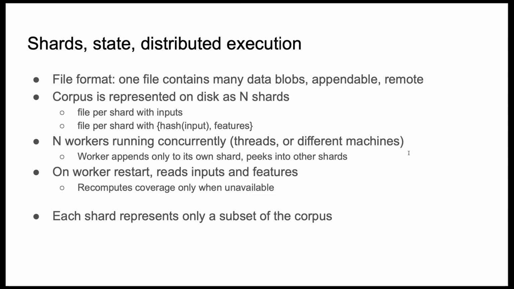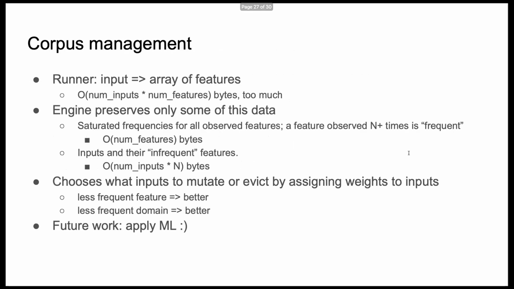And if a worker restarts, which in cloud environments happens all the time, like we're getting evicted, we're getting restarted, etc., it reads the state from the network disk and doesn't have to recompute anything that it knew before. And one important thing to notice here is that out of these n shards, none of the shards have the full corpus. It doesn't have the full knowledge. Every shard has a subset. I'll not mention guided mutation here. It's a separate interesting topic.